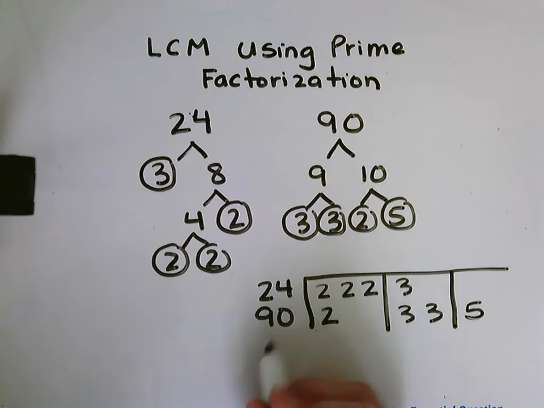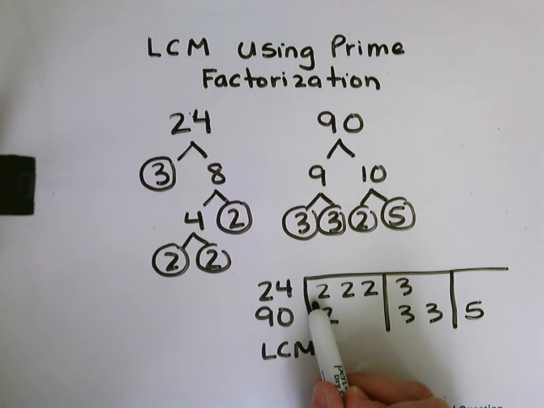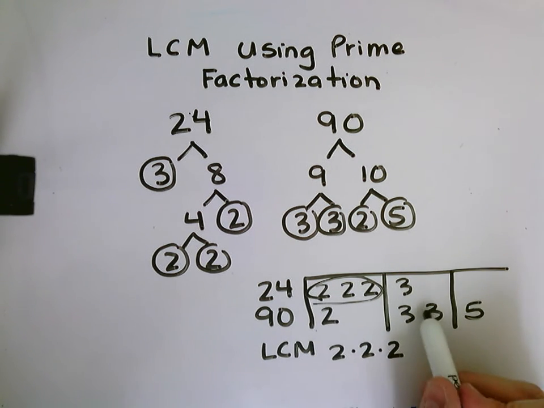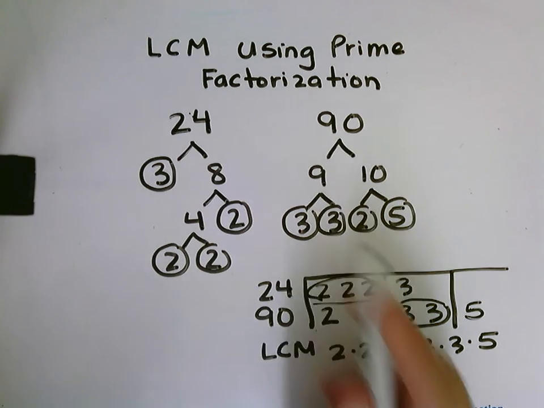So now I'm going to look at each section of my chart, and I'm going to use the numbers that have more listed. So here, 24 has 3 2s, and 90 has 1 2. I'm going to use these 3 2s. I'm going to use the 2 3s from 90, because there's more 3s on this row than there are on this row. And then I'm going to use my 5. So when I multiply all of these together, I will have my least common multiple for 24 and for 90.